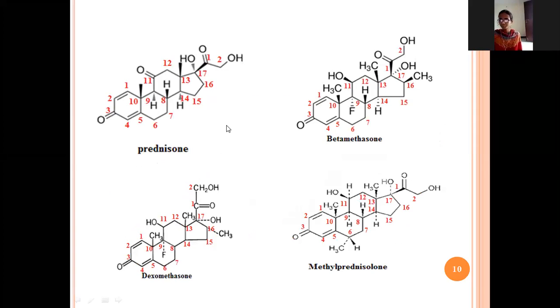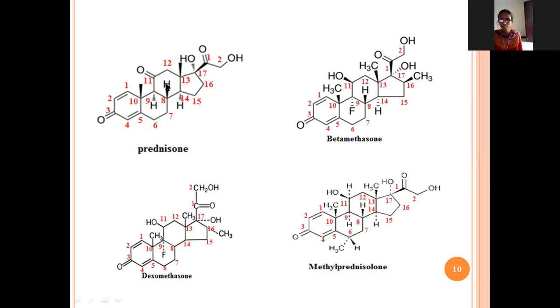Next one, prednisone. If you see the structure here, this is the phenanthrene ring and this is the cyclopentane ring. In the third position and the 11th position oxygen groups are there. In the 10th and the 13th position methyl groups are attached. In the 17th position 2-hydroxy acetyl is attached.